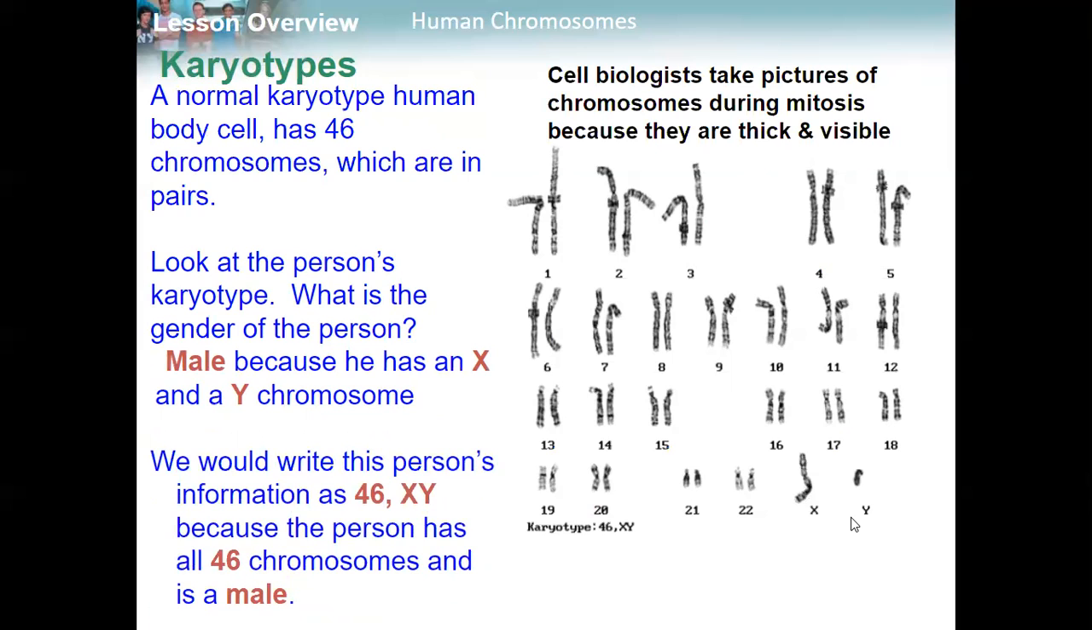So how would we write this person's information? When we write this person's information, you always start off with the total number of chromosomes. And since they're all paired up, I know that this person has 46 chromosomes. And like I said, if you needed to make sure, you would just count each individual chromosome. So the first part of the information would be their total number of chromosomes. The second part of their information would be what are their sex chromosomes. So in this case, it's XY. So the way we would write it is 46XY.